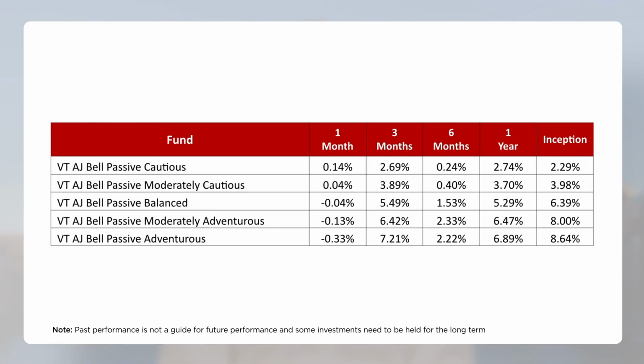We are pleased with how the funds have performed over the last 3 months, ranging from just below 3% for the cautious fund up to over 7% for the adventurous fund. The funds have now passed through their first anniversary, giving us a 1-year track record. Over the last 12 months, we have seen increasing returns as we move up the risk scale, ranging again from just below 3% for cautious to just below 7% for adventurous.